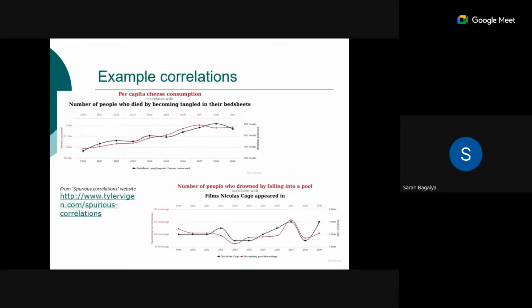So for example, here are some examples of correlation. Per capita cheese consumption correlates with the number of people who died by becoming tangled in their bed sheets. So we can see that there's a correlation, but we can't really tell that there's a causation between the two variables. And also, the number of people who drowned by falling into a pool correlates with films Nicolas Cage appeared in. We can see that there's a correlation, but we cannot tell that there's causation between these variables.